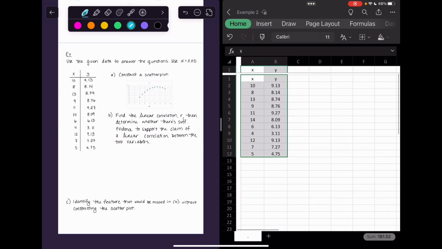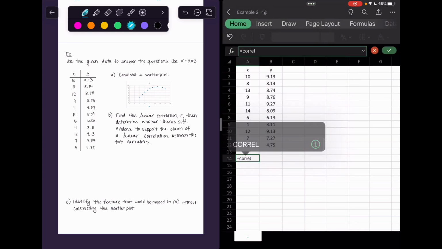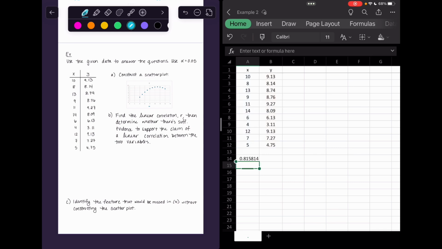Now I no longer need that. What I want to do is see what my linear correlation coefficient is. So again, I have a function for that. I do equals CORREL, and then my first set of values is here, my second set of values is here. And then I get a correlation coefficient of about 0.816.